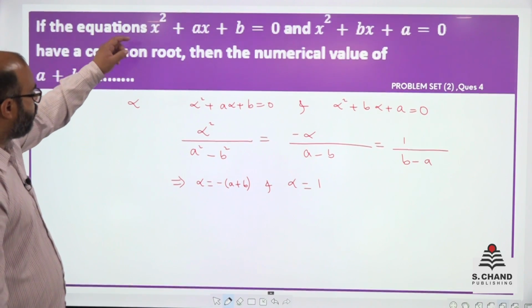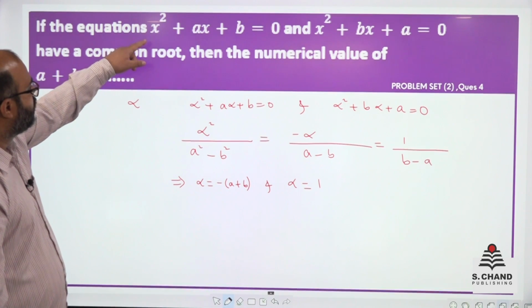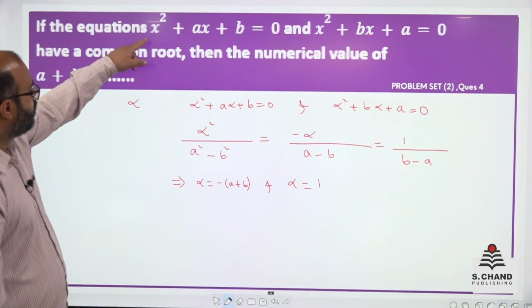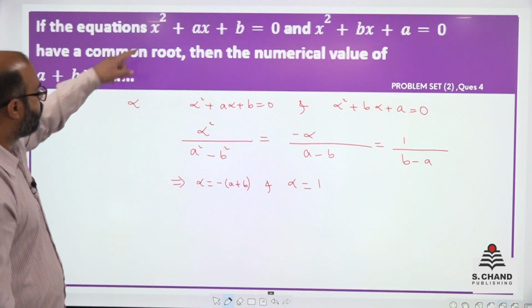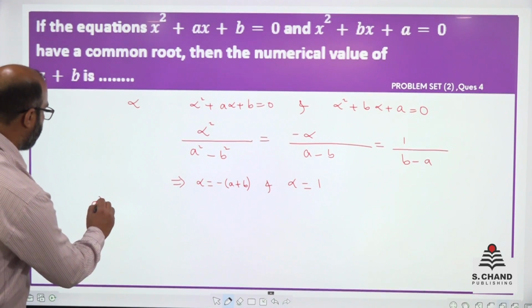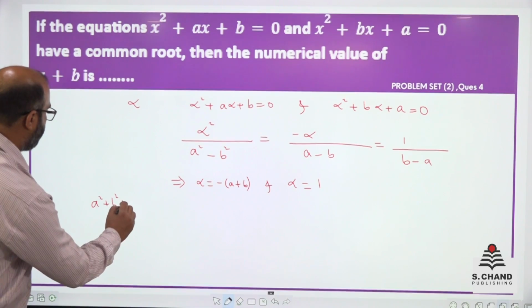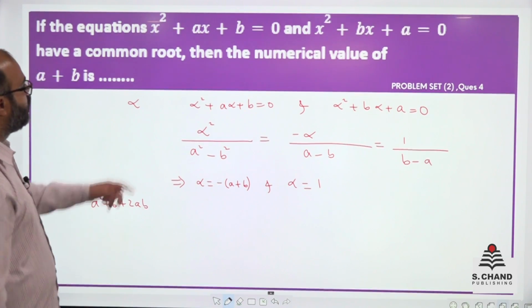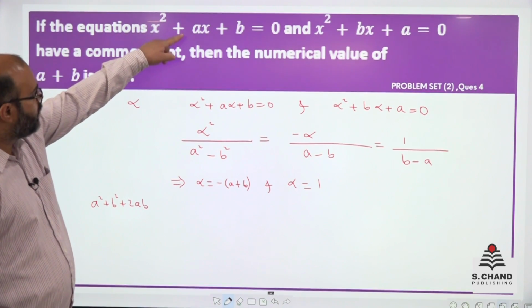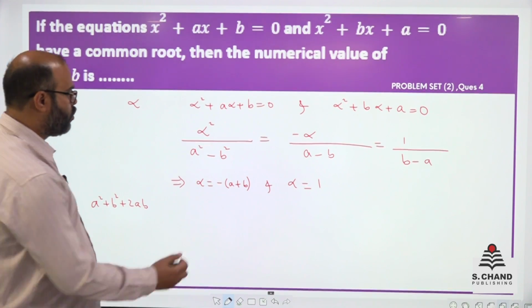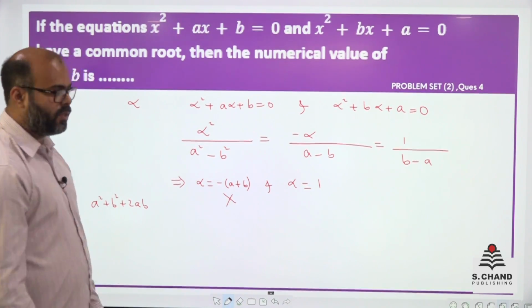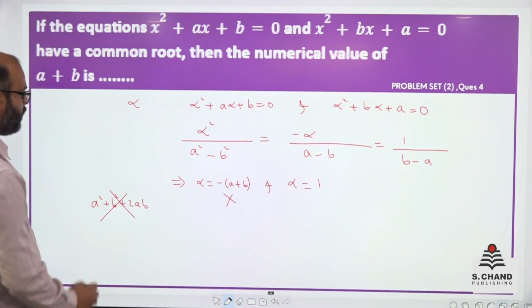So let us check alpha is equal to minus of a plus b. Does it satisfy the equation? This is a square plus b square plus 2ab. Then minus a square minus ab plus b. No, it is not satisfying. So you can't take alpha is equal to minus of a plus b, because it is not satisfying the first equation.